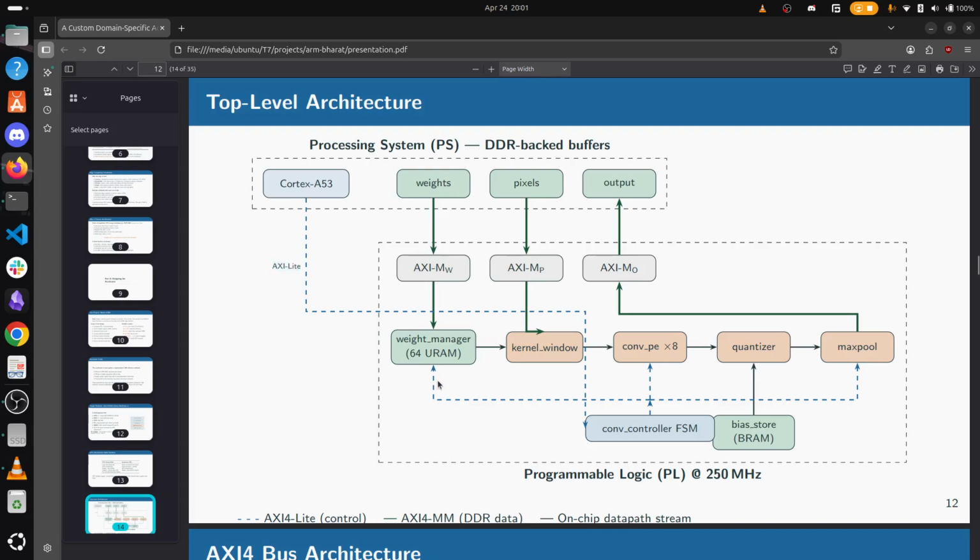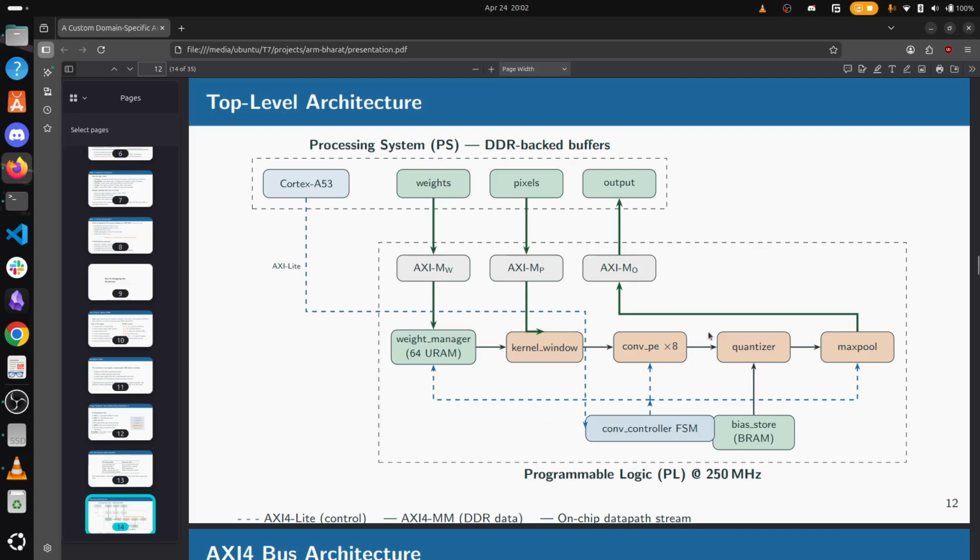The AXI Master protocol will be used to load the weights into the FPGA. The FPGA will directly go to the RAM only once, only in the initial setup stage. It will go to the RAM and read the weights. It will read the input image pixels of whatever input image it has to detect, using the AXI Master protocol. Then it will go through the CNN operations, which are kernel window, then convolution, then quantizer, and then the final layer is the max pool layer. It will perform those layers, and then finally, again using the AXI Master protocol, write the output into the output buffer.